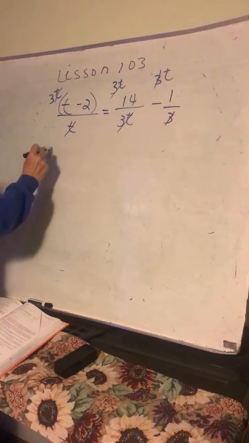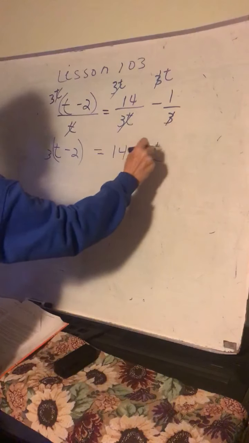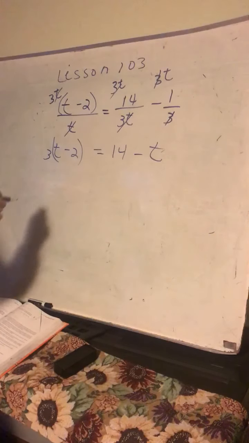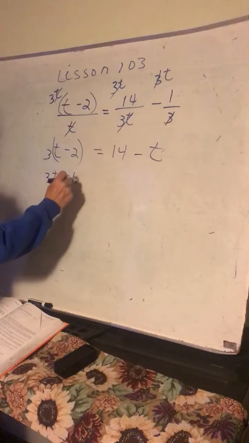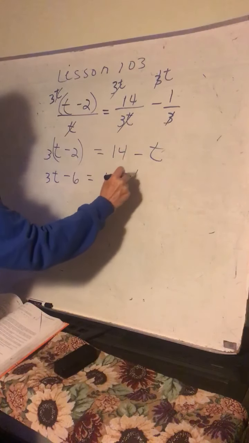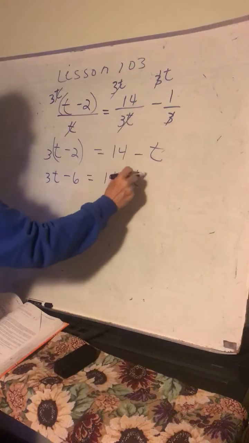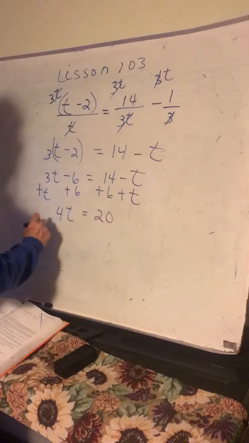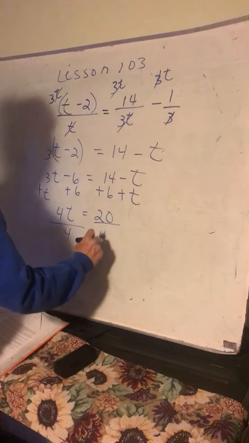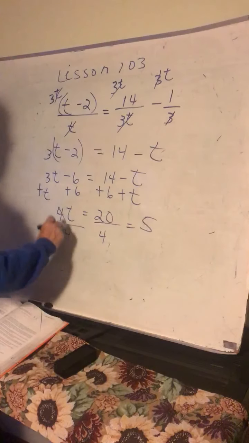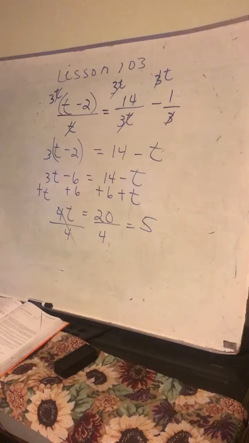So here we're left with 3t minus 2 in parentheses equals, this one's 14, this one's t, right? t times 1. This becomes 3t minus 6 equals 14 minus t. You add the t both sides, add the 6 both sides, and you end up with 4t equals 20. Divide by 4, divide by 4, and your answer is t is equal to 5.